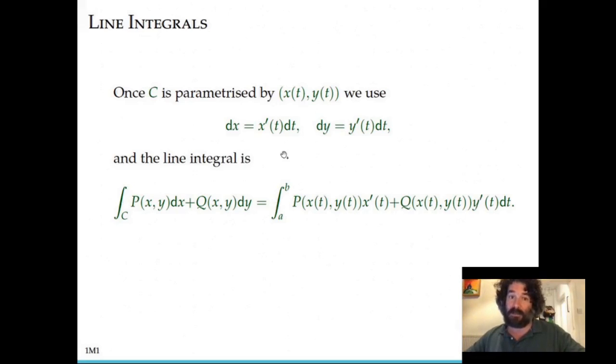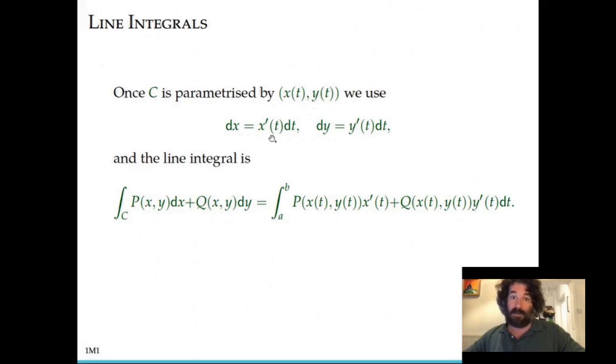So once the curve C is parameterized by x of t and y of t, these functions of t, then we write dx to be equal to x prime of t dt. You can think of this as dx dt times dt if you use the Leibniz notation for the derivative. And dy equals dy dt dt, or y prime of t dt. And this is like the rule you use when you do substitution in a single integral.